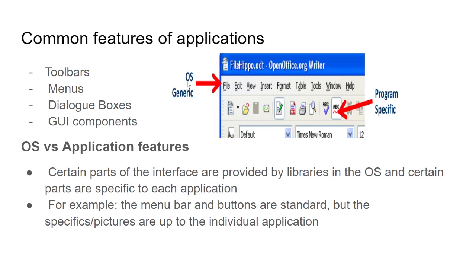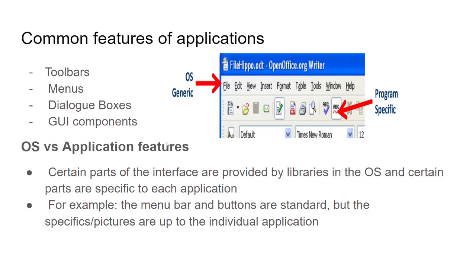Some are OS generic, operating system generic, like file, edit, view. Some are program specific, like this one in Word. We can see that the red line is program specific, but this first toolbar is OS generic. That means any software on the operating system will look like that.